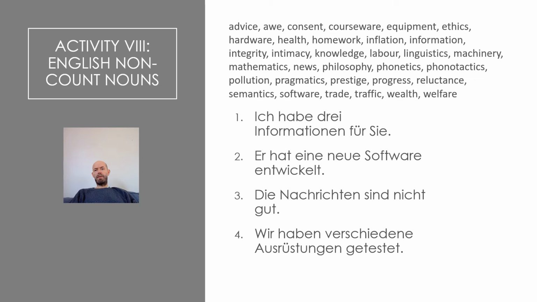Software is another instance. Er hat eine neue Software entwickelt would be he developed a new piece of software, or he has developed a new piece of software, depending on context. Die Nachrichten sind nicht gut. Well, news is singular. The news is not good. Wir haben verschiedene Ausrüstung getestet. We have tested different types of equipment, perhaps. And of course, you can't say equipments. You can't use it in the plural.